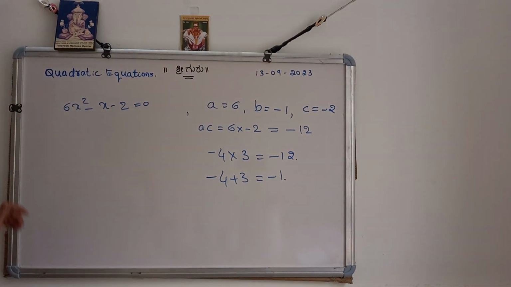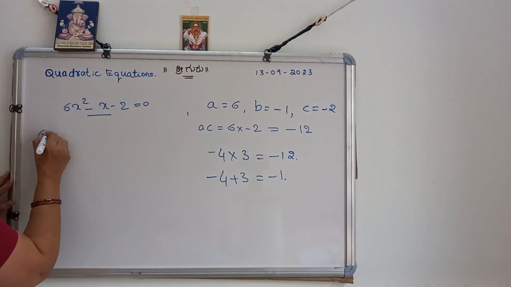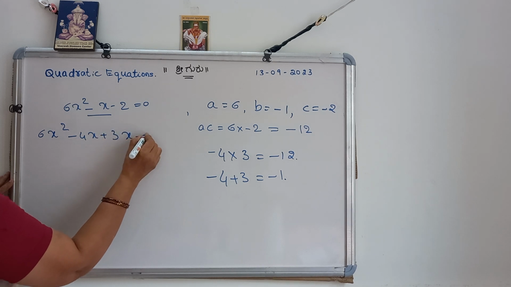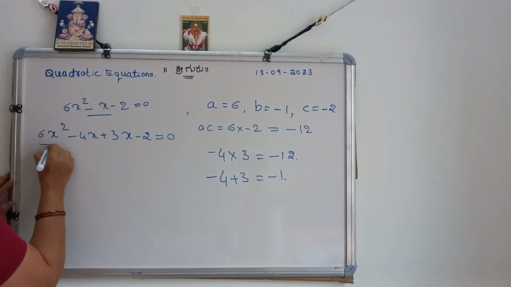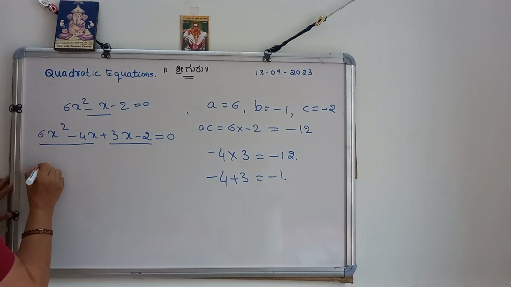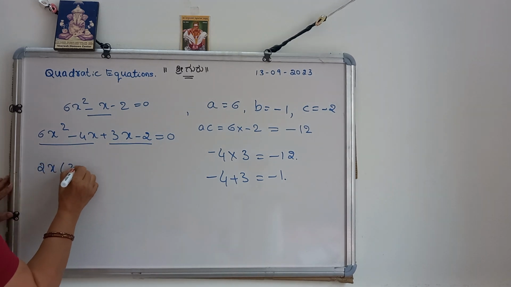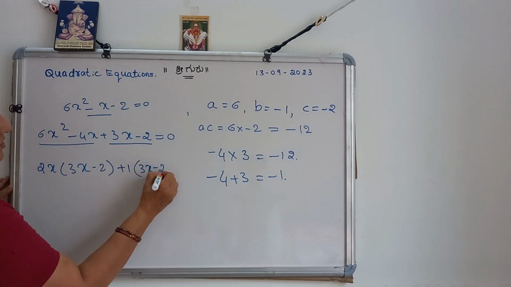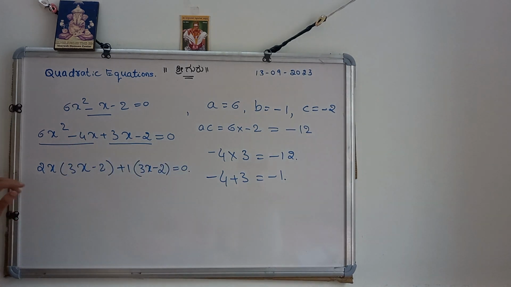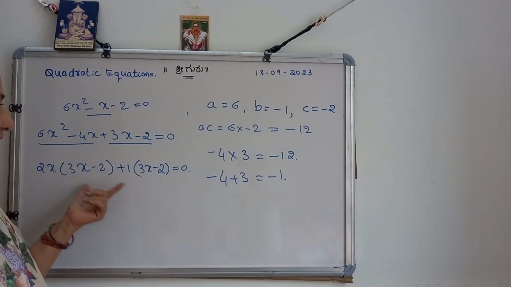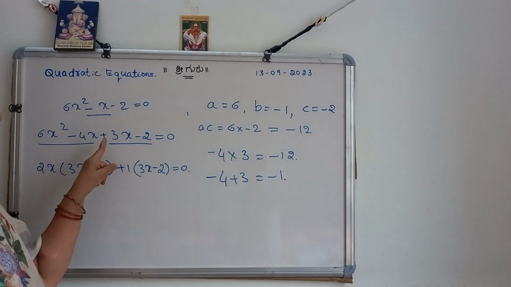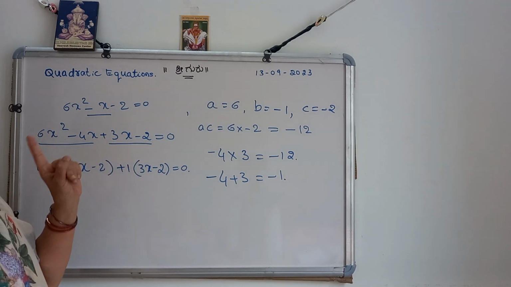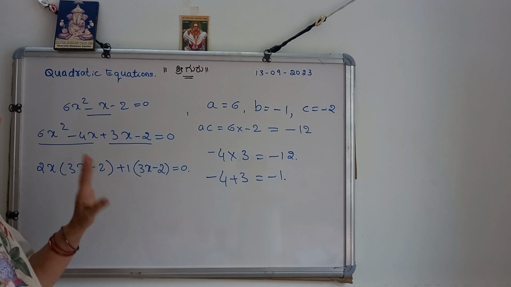Now split the middle term. 6x square minus 4x plus 3x minus 2 is equal to 0. By grouping the terms we get 2x into bracket 3x minus 2 plus 1 into bracket 3x minus 2 is equal to 0. Because we want 3x minus 2 as a factor in this term also, we have to take plus 1 as the factor of these two terms. And 1 is a factor of every number.